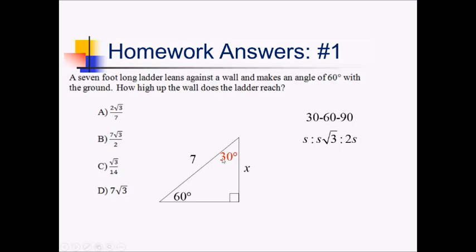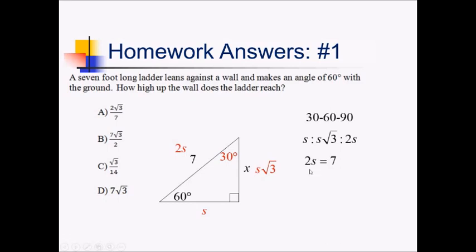So s is always across from 30 degrees, so that's down here, that's the ground. And then s radical 3 is across from 60, so x is going to be equivalent to s radical 3. So if we find the value of s, we can plug it in here, and that'll give us the x value. And then finally, 2s, that's across from 90 degrees. It looks like 2s is equivalent to the 7 that they gave us. So we can actually write the equation 2s equals 7.